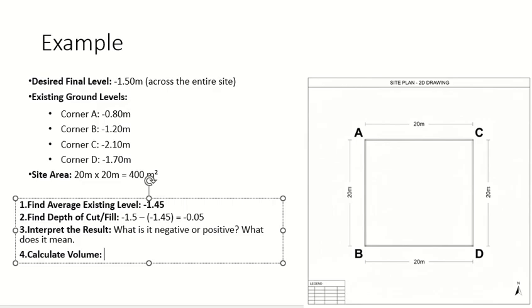Which means 50 millimeters. 0.05 is 50 millimeters. So 50 millimeters, and the area size is 20 by 20, which is 400. So it will be 0.05 into 20 into 20, which is 20 cubic meters.